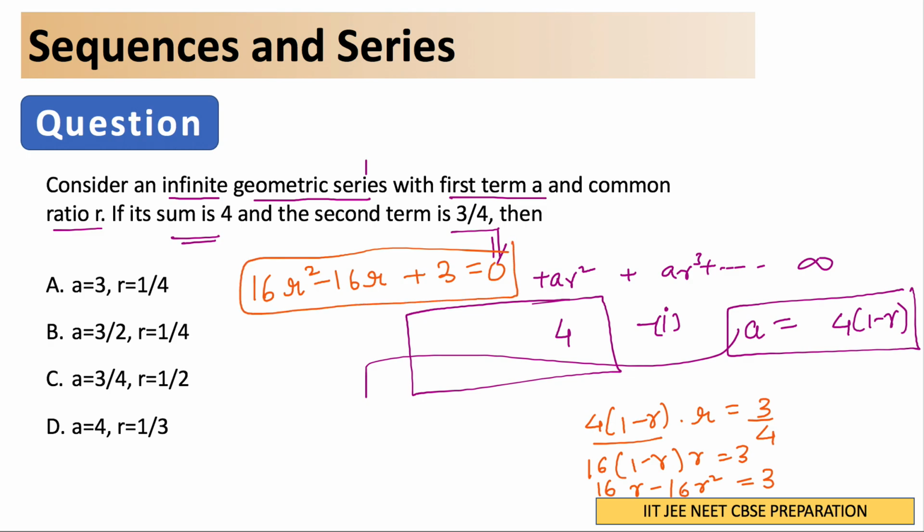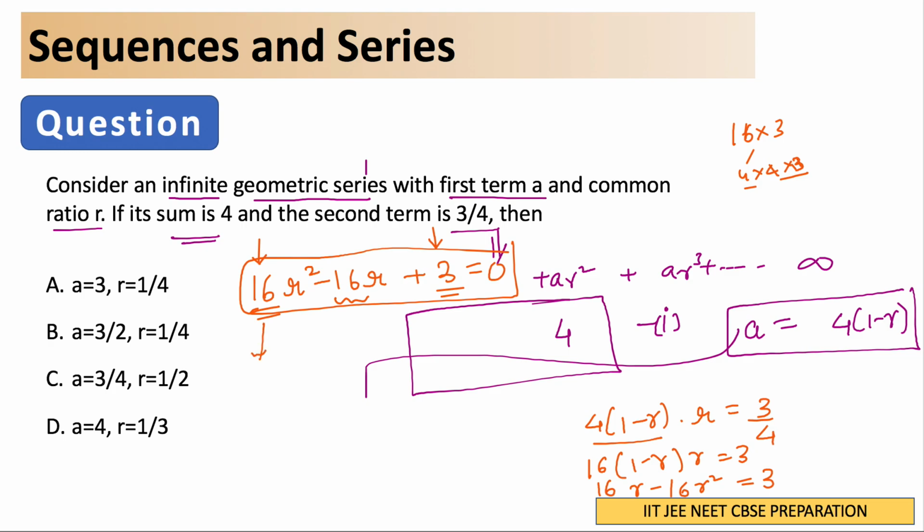So we can quickly solve for r. So how will you do it? We look at these two coefficients, the 16 and 3, and we have to split the middle term. So 16 into 3, I can write as 4 into 4 into 3, so I can write 12 and 4. So 12 and 4, minus 12 and minus 4.